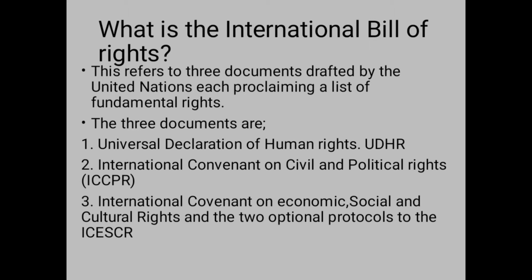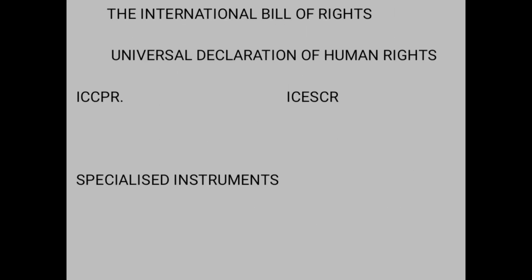So when you hear the words International Bill of Rights, it simply refers to three documents: the UDHR, ICCPR, and ICESCR. But the ICCPR has two optional protocols, and we'll learn what optional protocols are. Let us look at these documents one by one. But before we do that, I would like to show you a chart to help you understand the system of the International Bill of Rights.